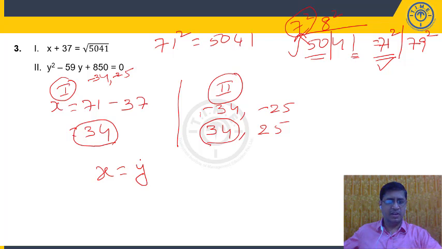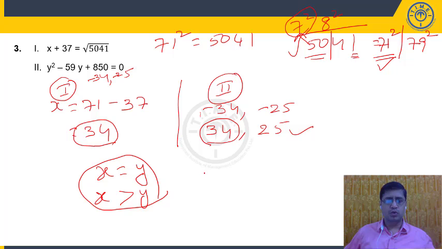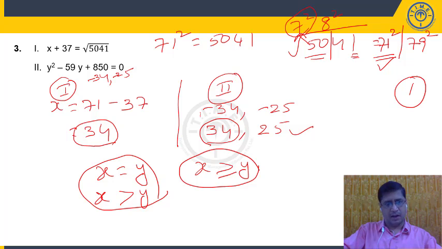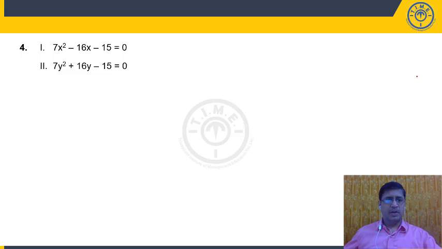And what is the second point here? 34 is greater than 25, so x is greater than y. Combining these two, we get the relation x greater than or equal to y. x greater than or equal to y, right choice option 1. First choice is the right choice. Okay, please note the solutions here. Okay, now look at the next question.